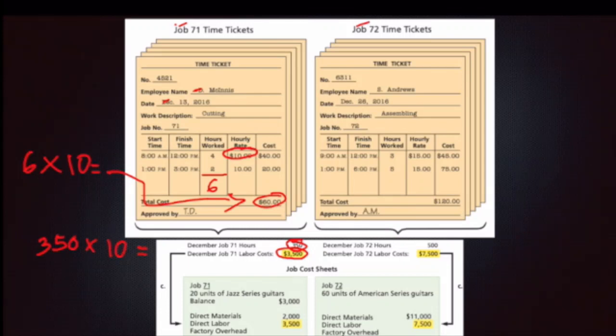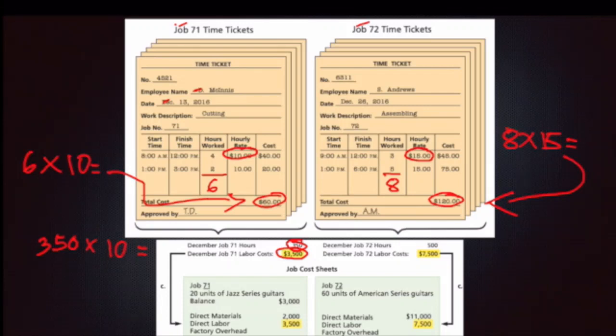On the right side, it shows that S. Andrews on December 26, 2016 spent 8 hours on job 72 at an hourly rate of $15 for a total cost of $120. So that is 8 times 15 equals 120.